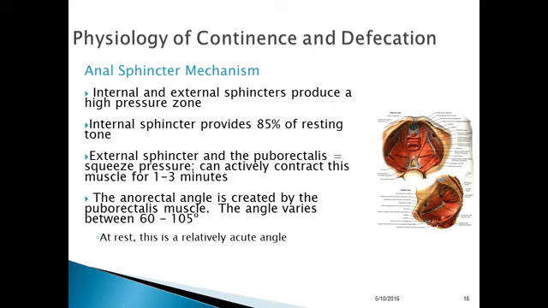The external anal sphincters, which is under voluntary control, can be contracted volitionally for about 1 to 3 minutes maximum. This is enough time, though, to interrupt a contraction and cause relaxation of the rectum, allowing the urge of defecation to pass.